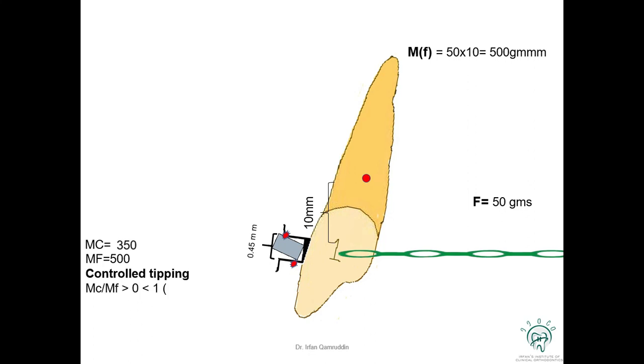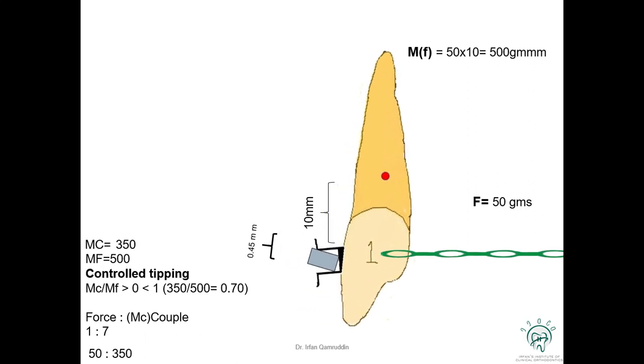For controlled tipping, moment of couple is not 0 and it also should not be equal to moment of force. Therefore, in this example, it was around 0.7. And if you want to calculate the moment to force ratio, then it is 1:7, because the force applied here was again 50 grams and the moment of couple was 350 gram millimeter. It makes the ratio of 1:7, which is a requirement for controlled tipping, in which the center of rotation is at the apex.